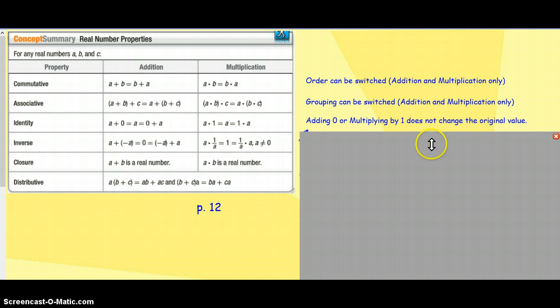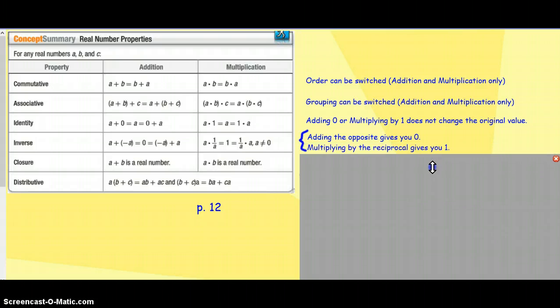The identity property of addition is that whenever you add 0 to something, you get back that number. We also have an identity for multiplication. That would be any number times 1 gives you back that number. So adding by 0 or multiplying by 1 does not change the original value.